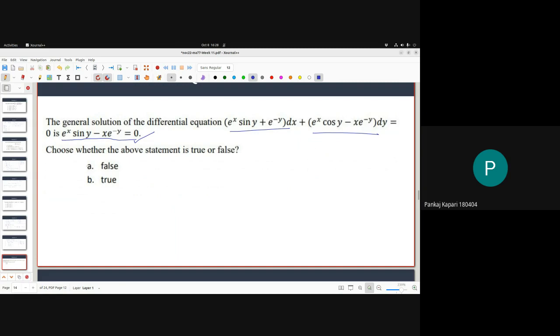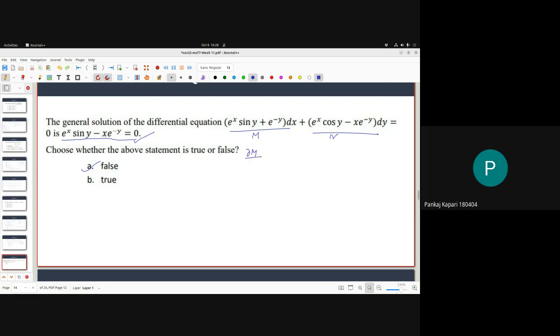So this statement must be false. So the correct answer is A. But let's find out what its general solution is. Okay, so first let's check if this differential equation is exact or not. Let's say this is M and this is N. So let's apply the test.